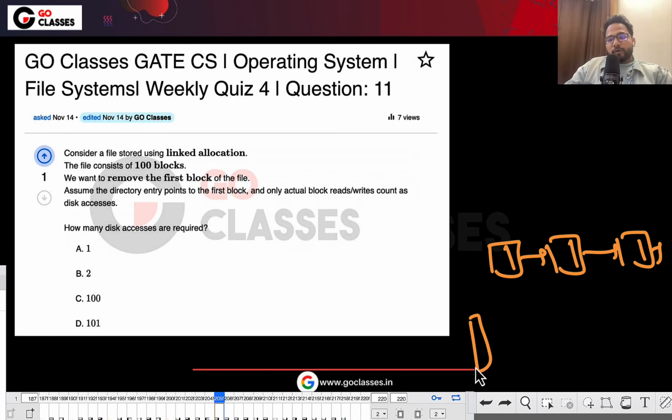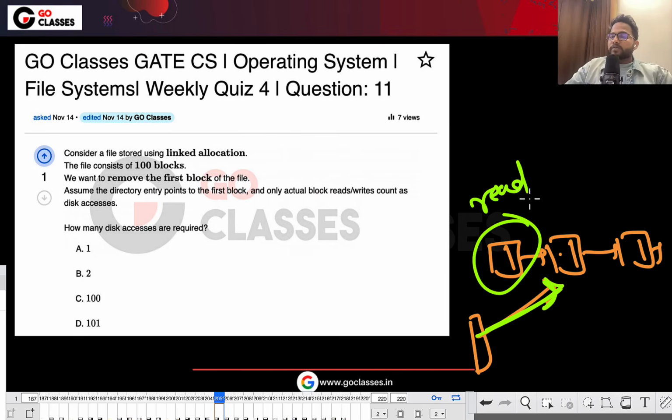what you need to do, if you want to remove this, then you need to update the pointer to here directly, right? I mean, this is the first. Now the first will be this one in the metadata, but you don't know the address of this. So this address will be known to you if you read this. So read this, then only the address will be known to you, and then update the metadata.